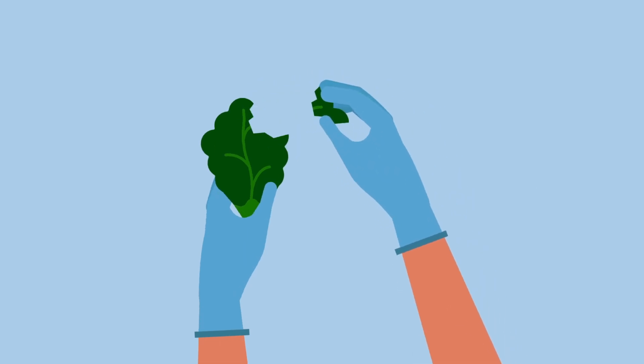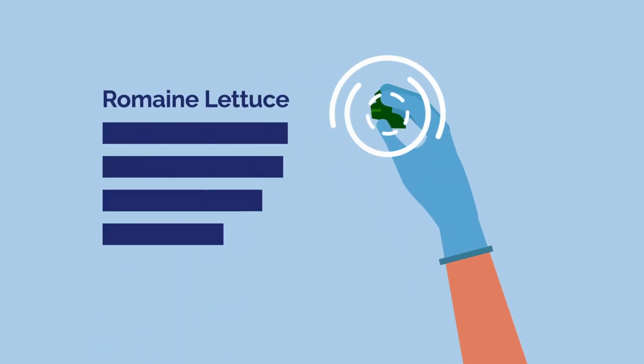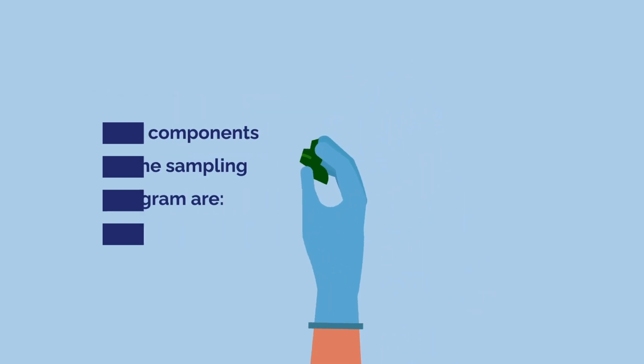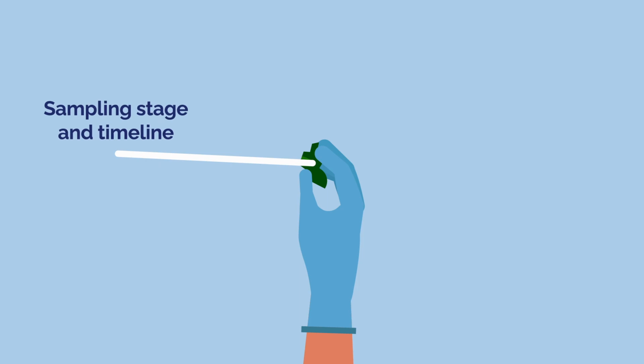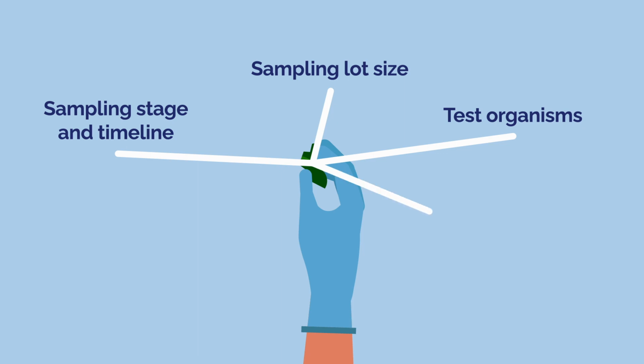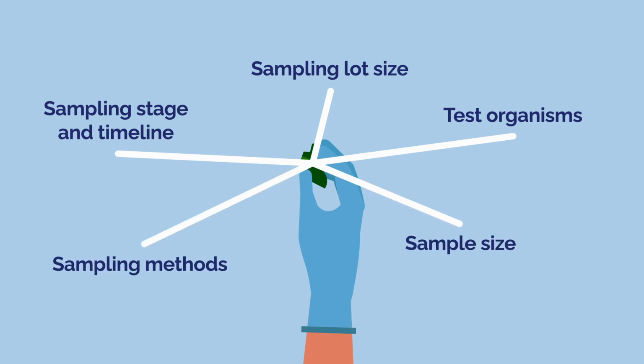In this video, you will learn about the product sampling requirements of the California Romaine Testing and Data Analysis Program. The components of the sampling program are sampling stage and timeline, sampling lot size, test organisms, sample size, and sampling methods. We will review each one.